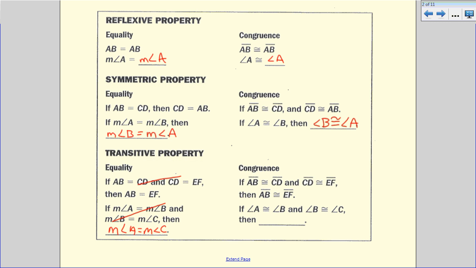Congruency is going to look the same way. Segment AB is congruent to segment CD. Segment CD is congruent to segment EF. Cut out your middle. AB is congruent to EF. Angle A is congruent to angle B, and angle B is congruent to angle C. Cut out your middle. That means then angle A is congruent to angle C. I think of transitive and train, and everything, it's showing us how things are connected and linked together, kind of like the cars on a train.